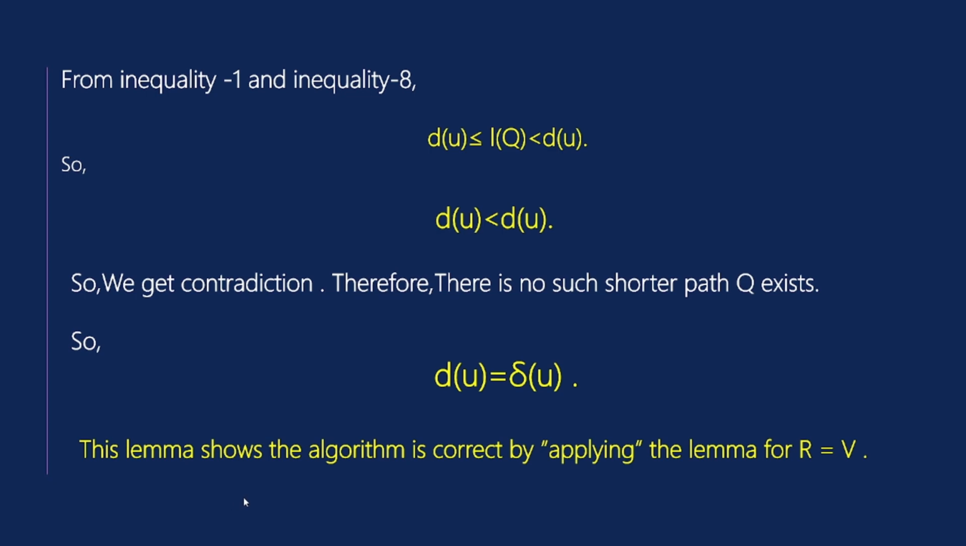This lemma shows that the algorithm is correct by applying the lemma for R equal to V. Thank you. Hope you enjoy this video. In the next video, we will see the problems of Dijkstra's algorithm and its solution.